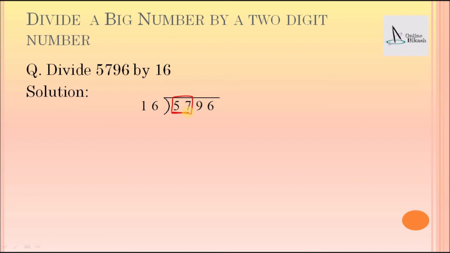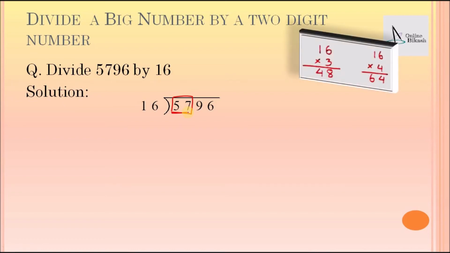If you do so, then you will get this type of number. If you multiply 16 by 3, you will get 48, and if you multiply 16 by 4, you will get 64. You can see that 57 will definitely lie between 48 and 64. Yes or no? So we will take the smaller one, 48. That means 16 3s are 48. We will write 16 3s are 48.